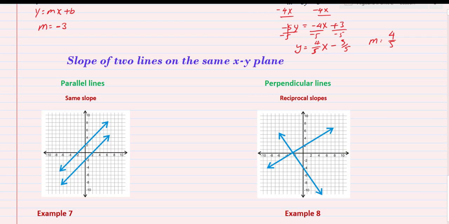Now let's see, if we are given two lines on the same xy plane, how do we determine if they are parallel lines or perpendicular lines? Okay, as you can tell, the first two lines, let's call this L1, line 1, let's call this L2.